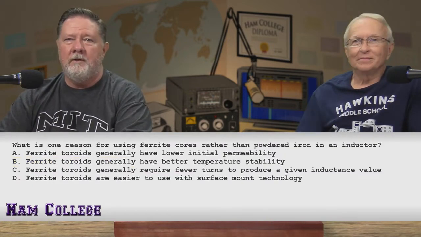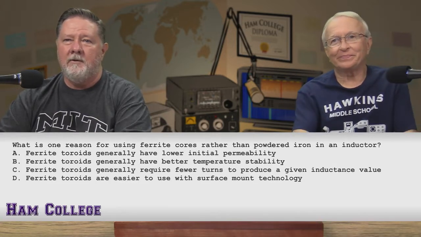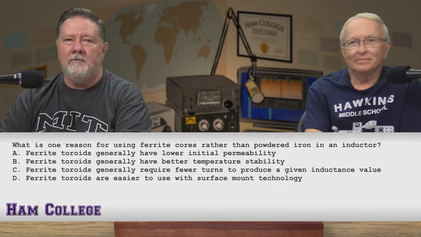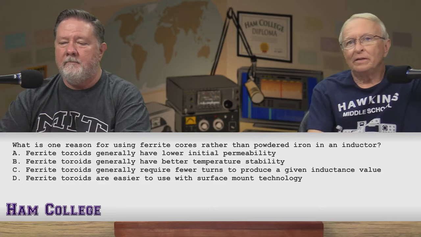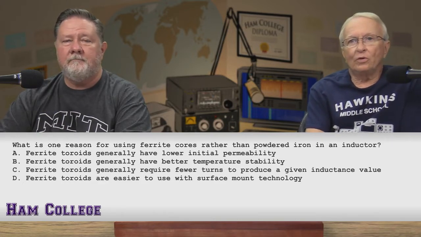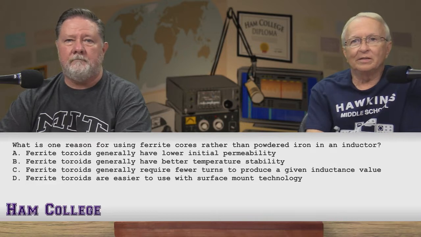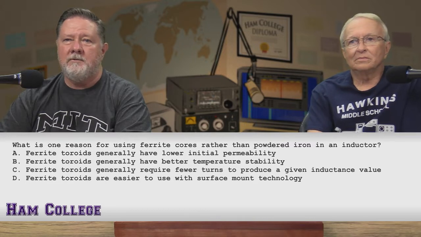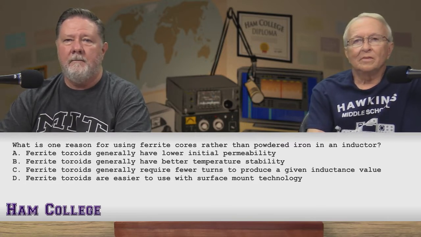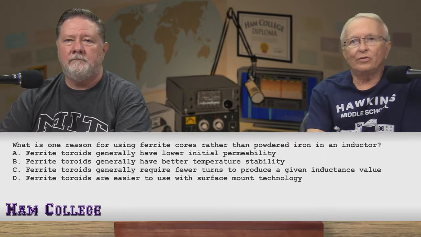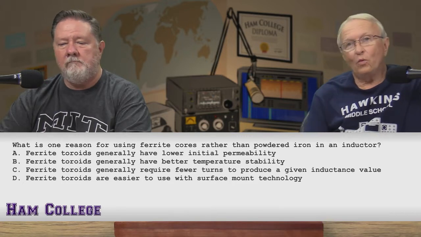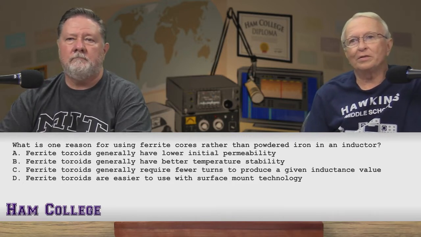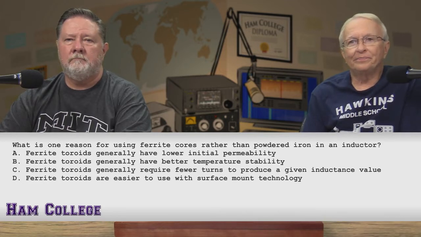What is one reason for using ferrite cores rather than powdered iron in an inductor? A, ferrite toroids generally have lower initial permeability. B, ferrite toroids generally have better temperature stability. C, ferrite toroids generally require fewer turns to produce a given inductance value. Or D, ferrite toroids are easier to use with surface mount technology.